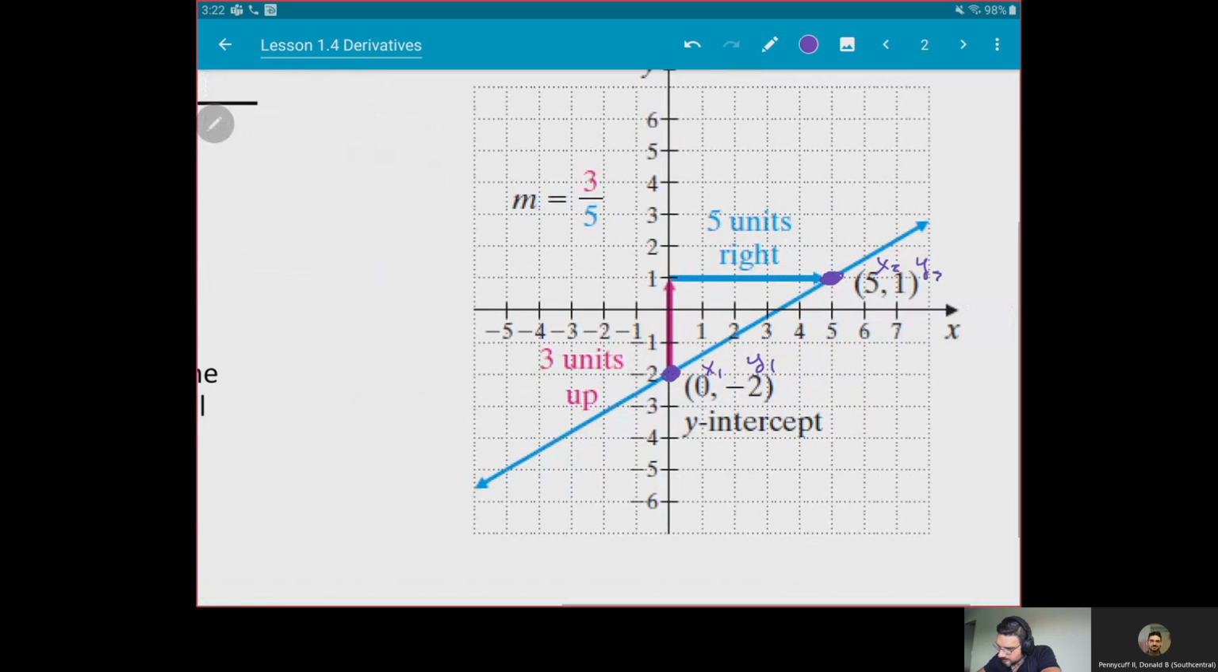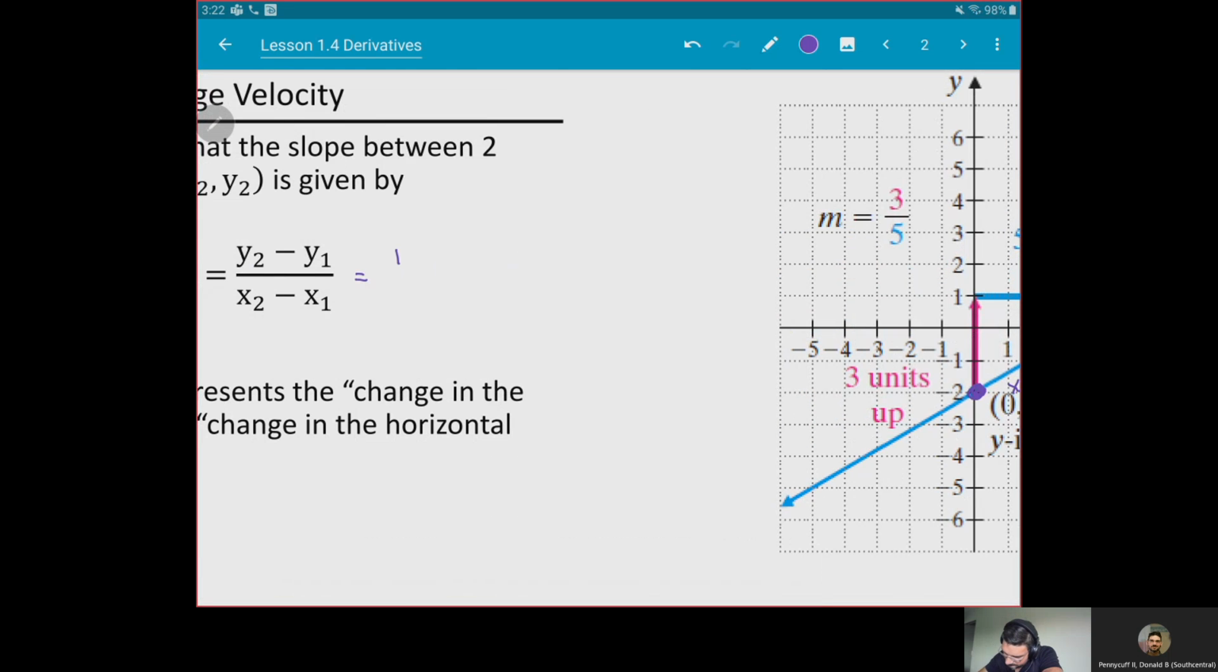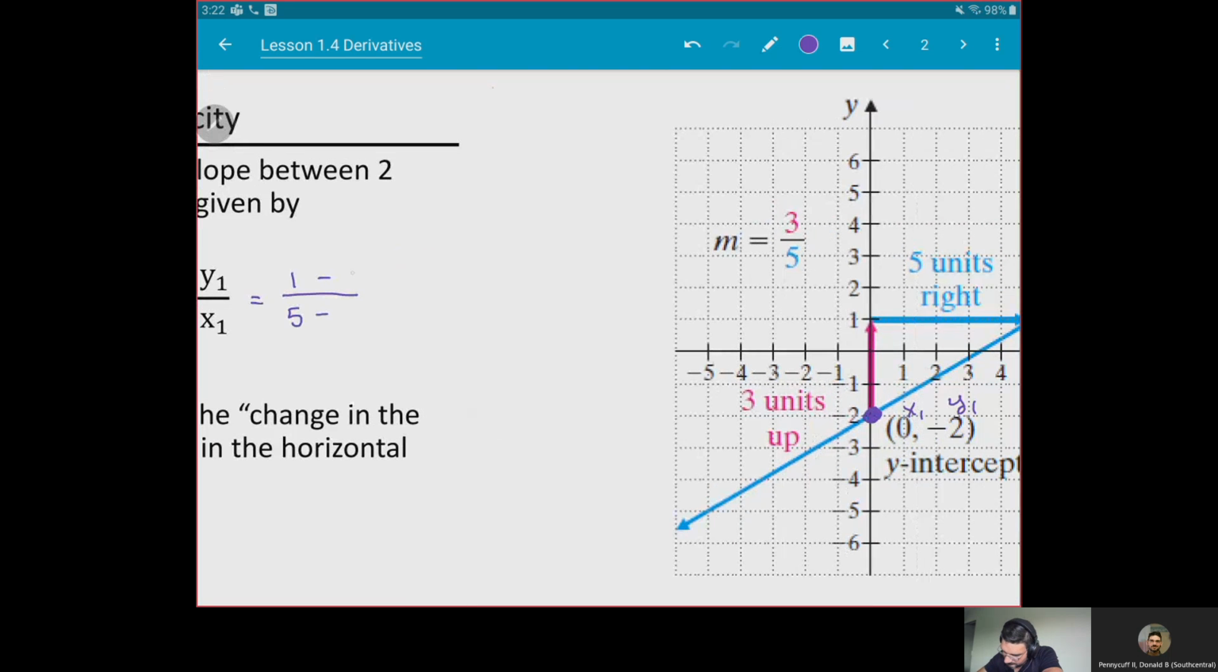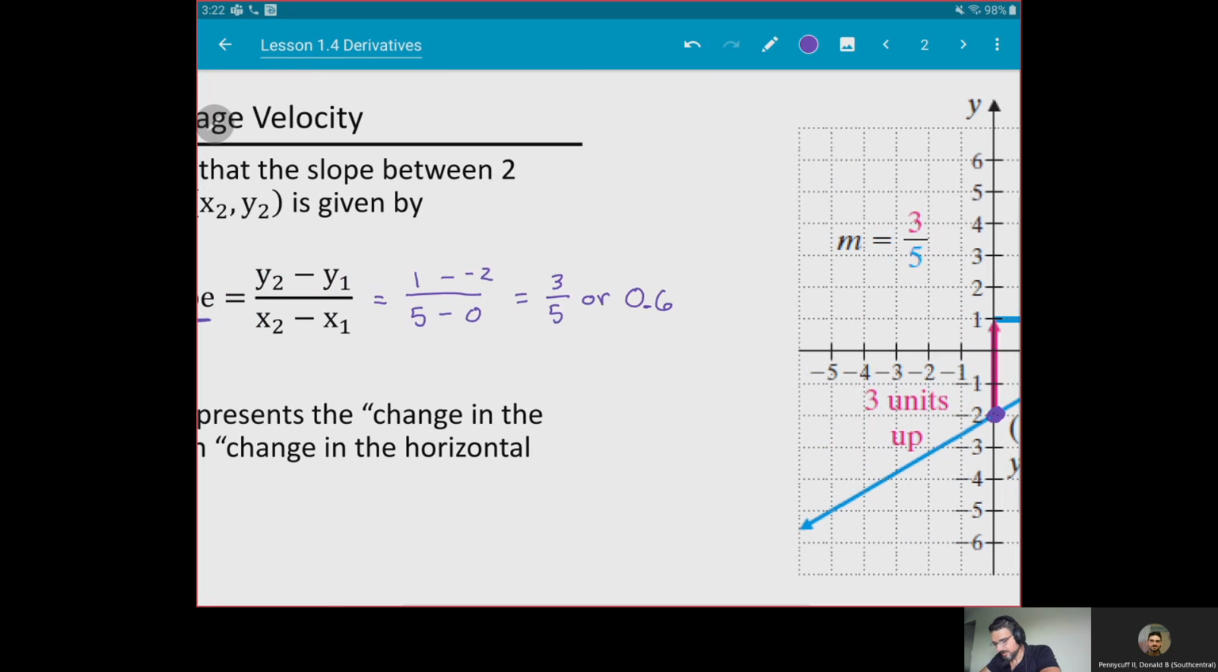and I'm just going to plug those guys in, and that's going to be a 1 and a 5, and that's going to be a -2 and a 0. So this will be 3/5 or 0.6. Now, here's what that means. This says that whatever it is you have is going up by an average of 0.6 items per unit of time.